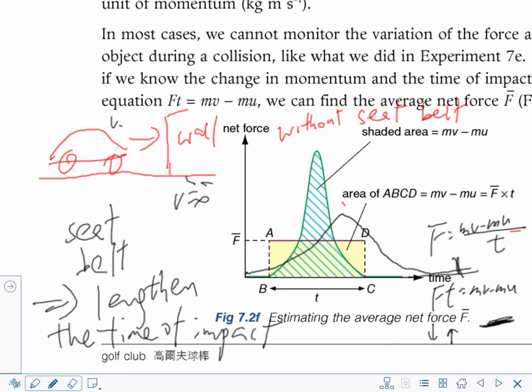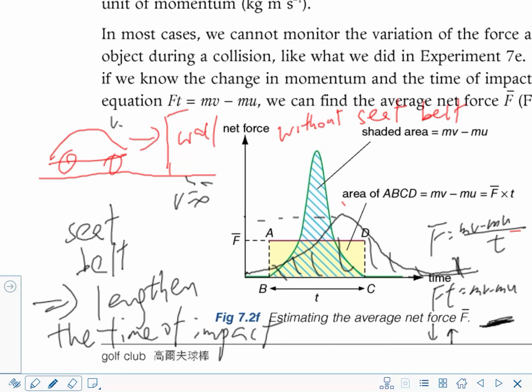Okay. So you see the time of the collision will become longer. However, the area will be the same compared to the two graphs. This area will be the same. So the maximum force acting on the driver will be smaller. Same area, longer time. That means the peak value, the maximum value of the force will be smaller.